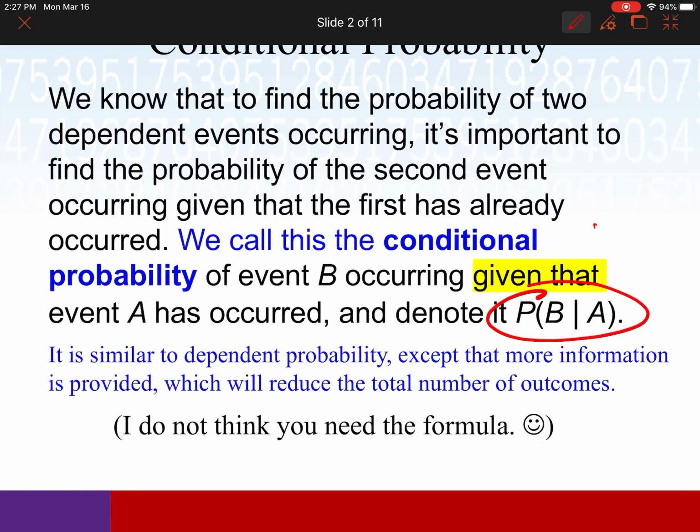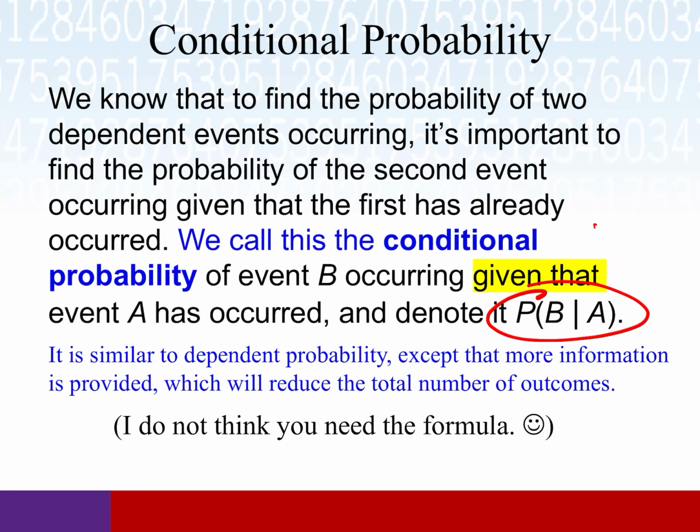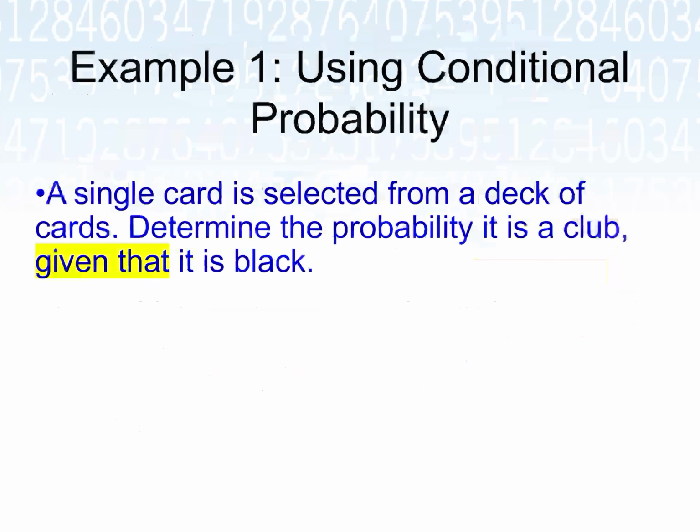So it's basically more information than you normally have in a problem. It's similar to dependent probability, but you have more information. And it's really somewhat obvious when you have these problems, because it actually uses the words given that. It'll actually say that in the problem. The book has a formula, what else is new, that I don't think you need, but we'll mention it.